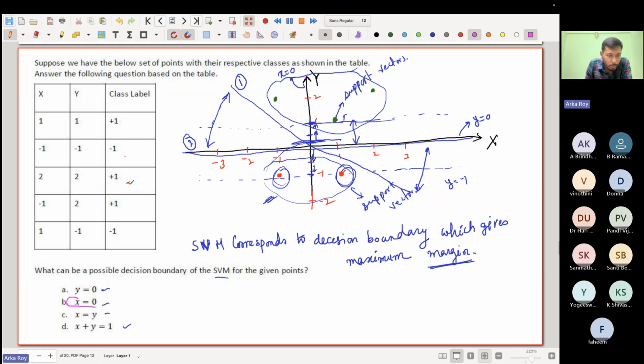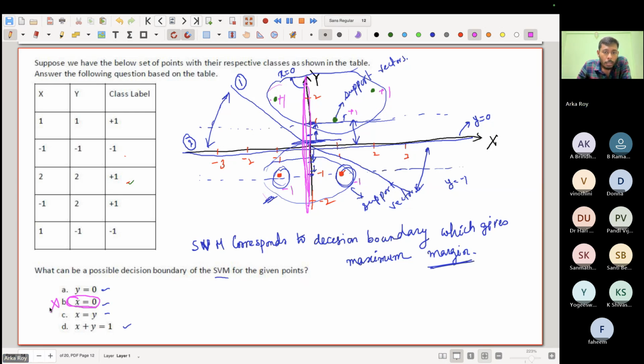Let us start with x equals 0. So x equals 0 means this particular line. If it is x equals 0, you can see in one direction you have both class +1 and -1. Again, in another direction, you have both class +1 and -1. So it is not able to classify. You are doing several misclassifications. You are not able to classify them well. So that means x equals 0 is nullified. This cannot be the decision boundary.